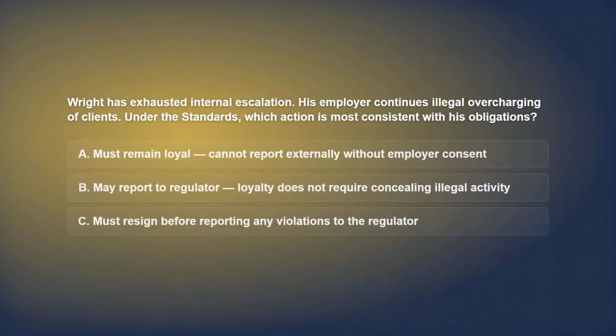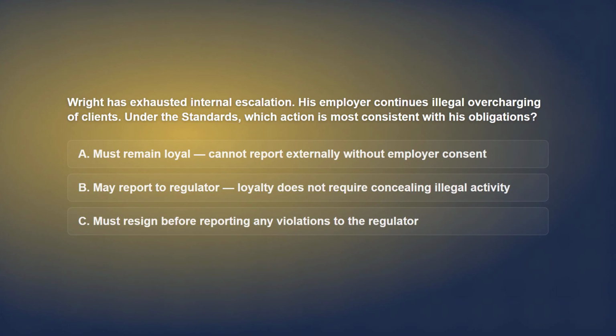The whistleblowing question. Samuel Wright, CFA, learns that his employer, Pinnacle Investments, has been systematically overcharging client accounts, a practice that violates securities regulations. Wright has raised the issue internally 3 times and been ignored. He is considering reporting the firm to the securities regulator. Under the standards, which action is most consistent with Wright's obligations?